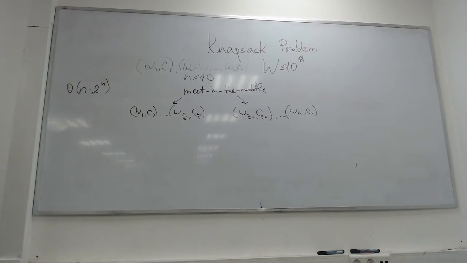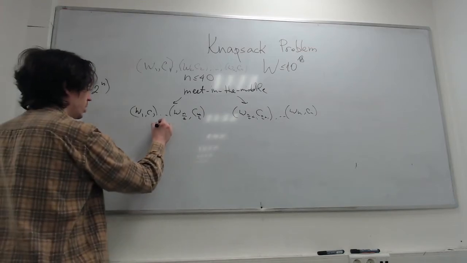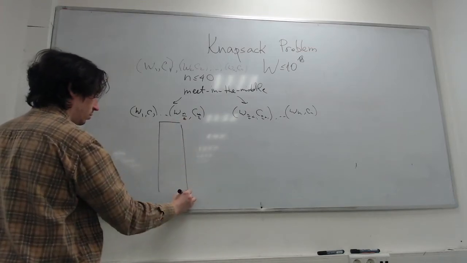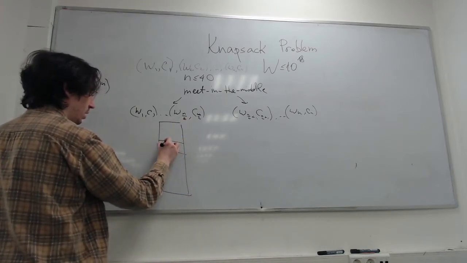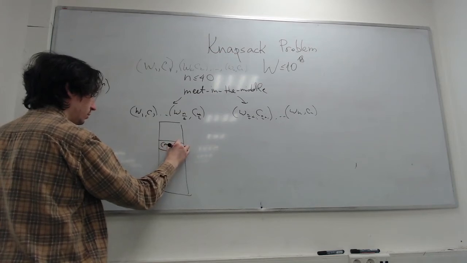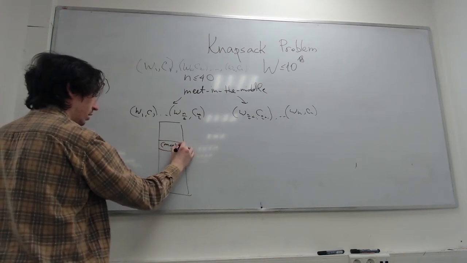And let us build two arrays out of them. The sorted array, which will contain the mask and its weight.